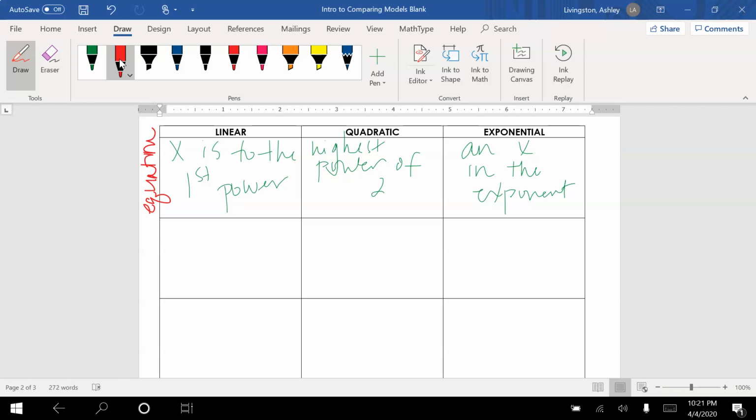Okay, so the next part here was looking at the table. So remember, in terms of our linear functions, if we were looking at a table of values, we noticed that the first differences of our y values were the same.